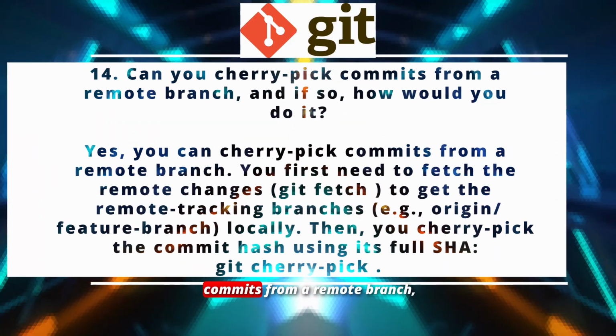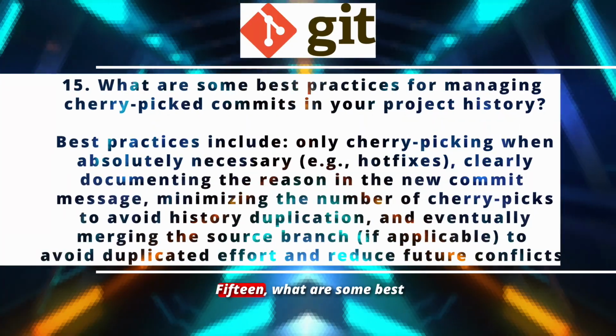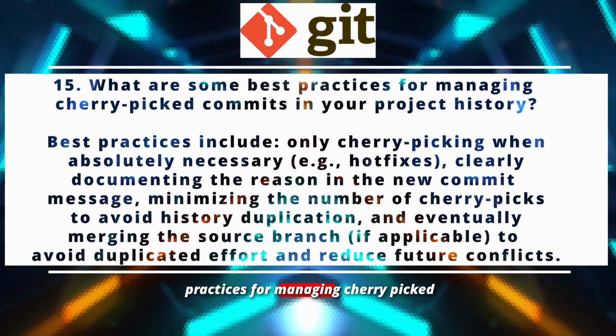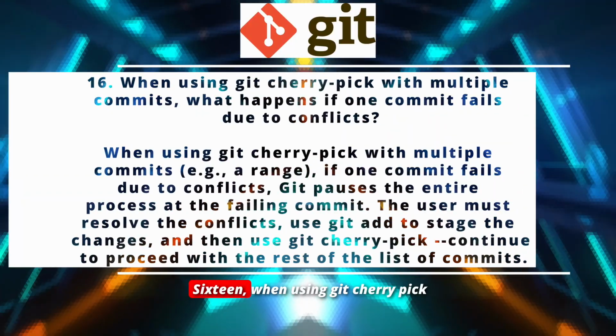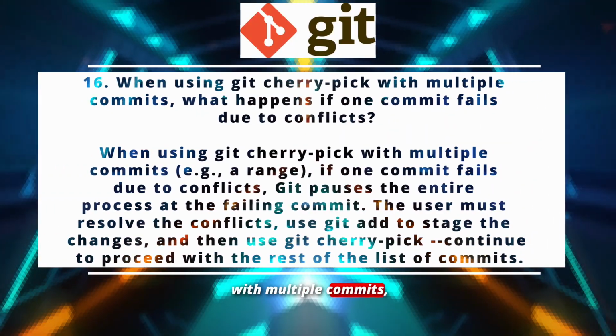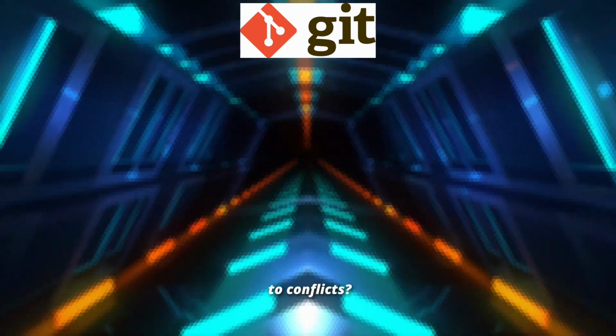14. Can you cherry-pick commits from a remote branch? And if so, how would you do it? 15. What are some best practices for managing cherry-picked commits in your project history? 16. When using git cherry-pick with multiple commits, what happens if one commit fails due to conflicts?